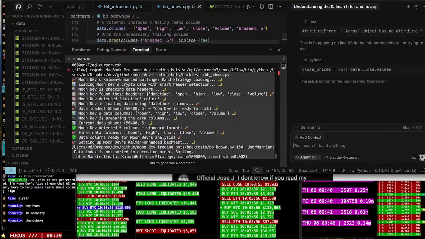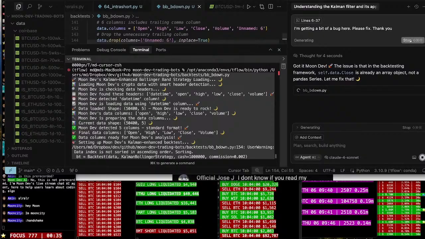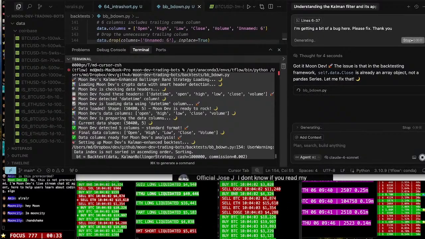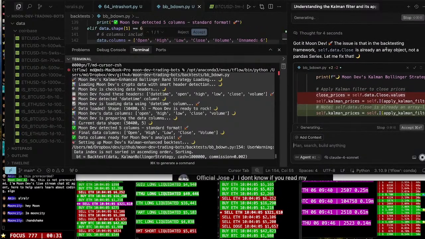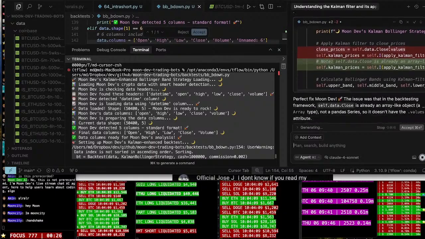So we got AI just grooving all day for us, which is nice. Got it, Moon. The issue is that the backtesting framework, self.data.close, is already in an array. Nice.